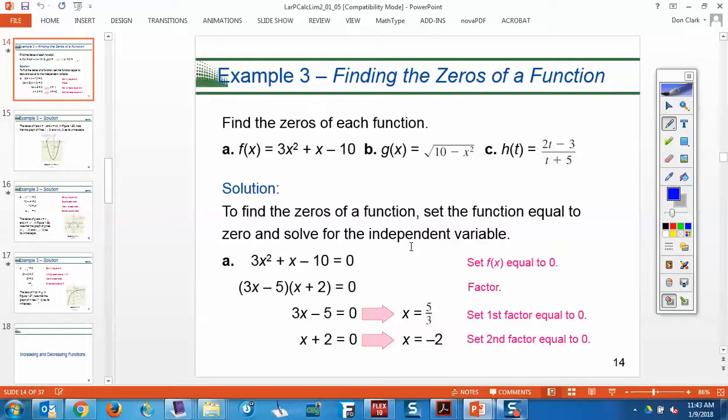There's the answer to the first one: 5/3 and -2. All right, factor 3x minus 5x plus 2.